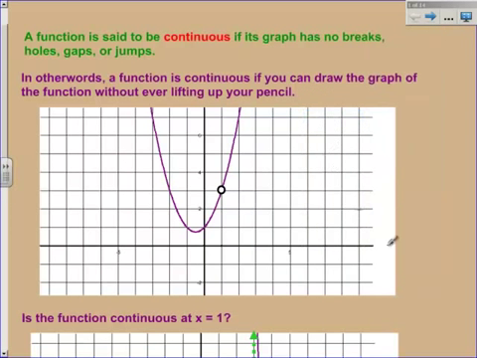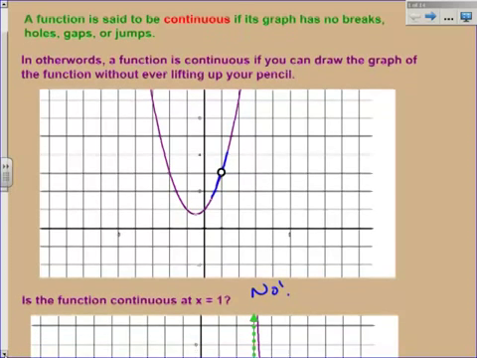So let's take a look at this. Is this function continuous at x equals 1? Well, here's x equals 1. Can I draw this picture through x equals 1 without lifting my pencil? Obviously not, because I come this way and I have to go, oh, there's a hole, so jump over here and teleport or whatever. So the answer to that is no. Why is that? Because I had to lift my pencil.